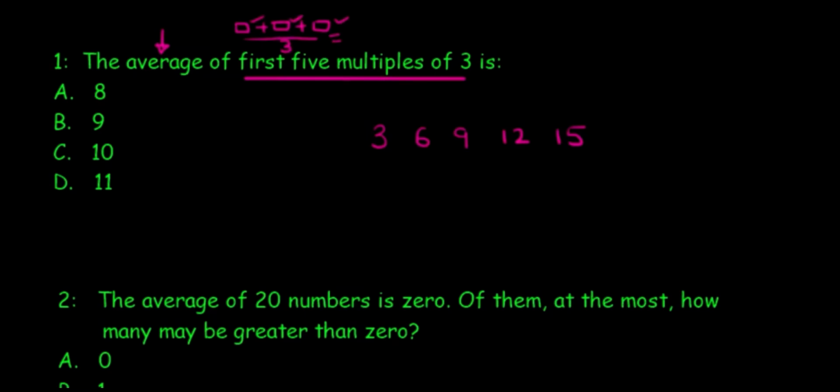Just as a reminder, I'm sure you know of this already. So we add everything up, and we divide by the total number we have. That's 3, 6, 9, 12, 15, divided by 5. The answer that gives me is what the average is. What answer does it give me?